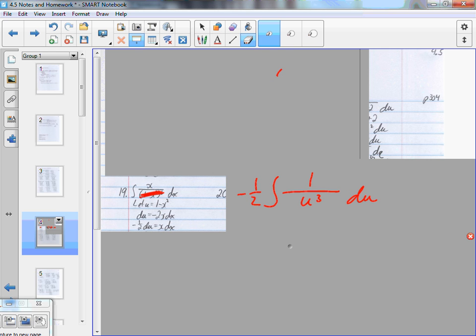It's a 1. So that means I've got negative 1/2 times the integral of 1 over u cubed du. And at first you think, well, that's no good. I don't know what to do with that. And then you remember there's such a thing as negative exponents. 1 over u cubed is the same thing as u to the negative 3. And now we're in business, aren't we?